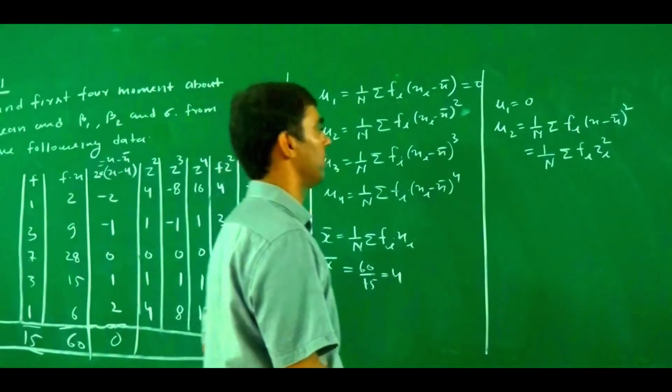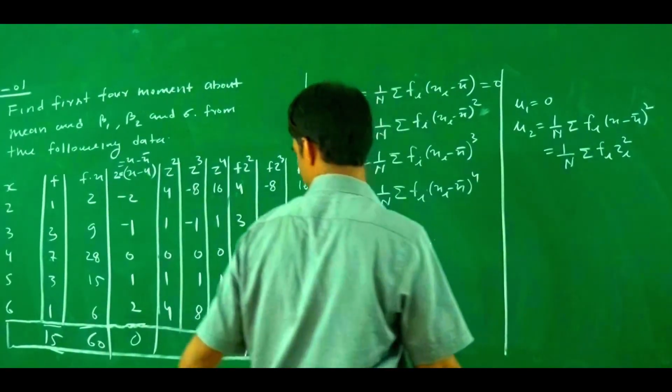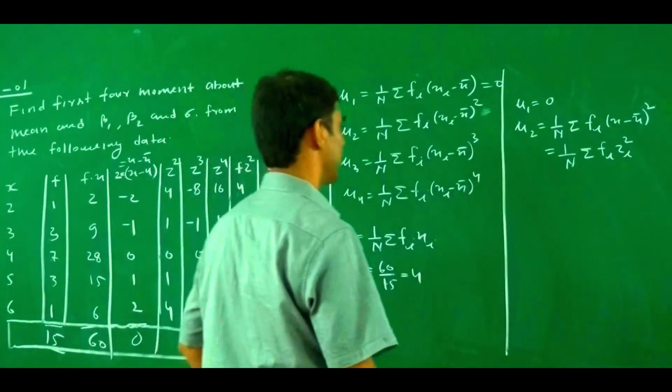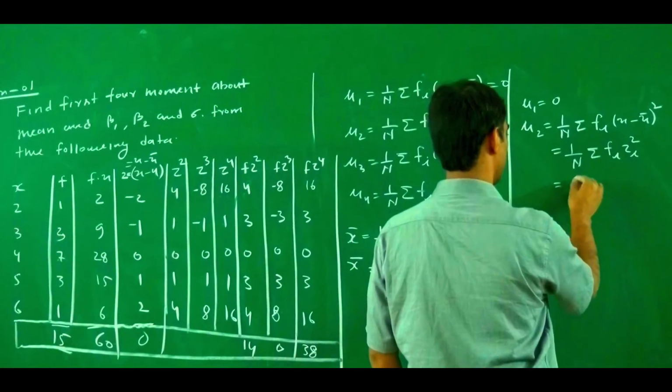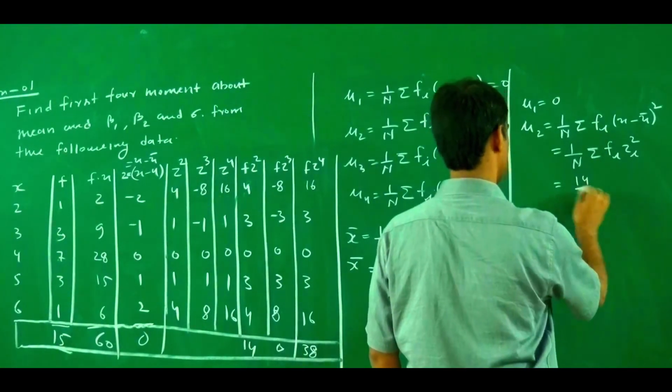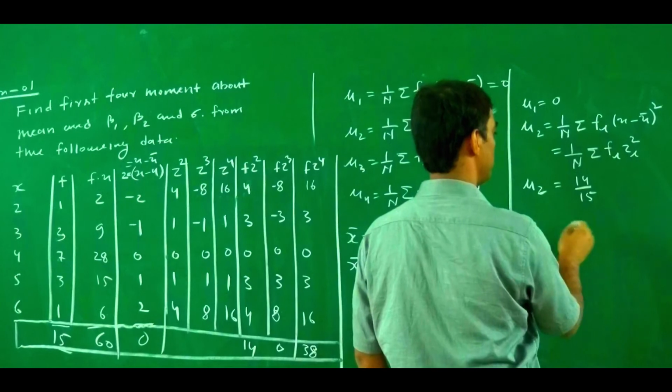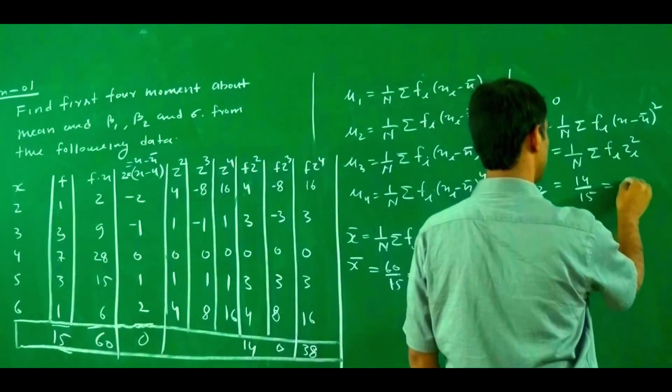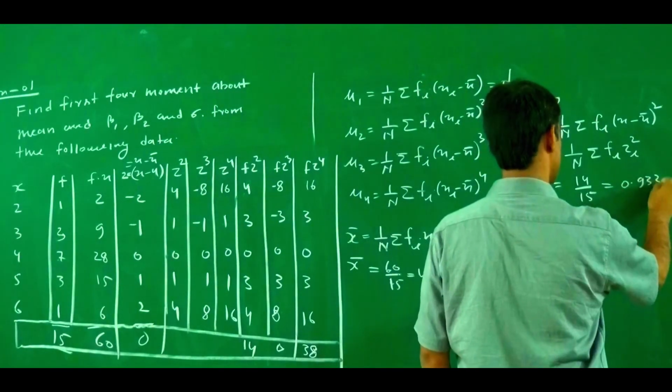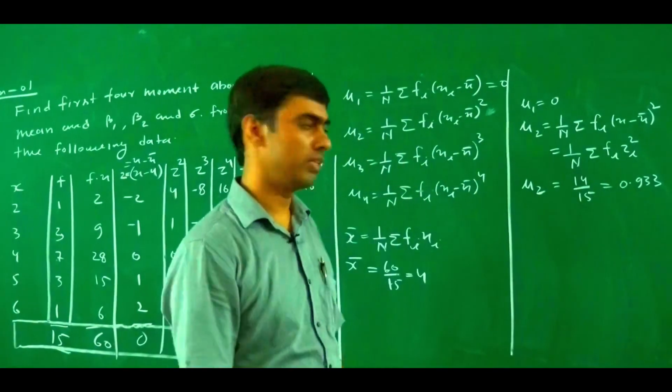What is the value for fi zi square? This is 40. And what is the value for capital N? Capital N is 50. So this becomes 14 by 50. This one is the value for mu2, and if we simplify, this one is 0.933. This one is the value for 14 by 50.